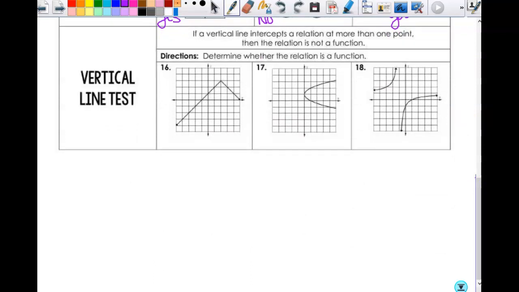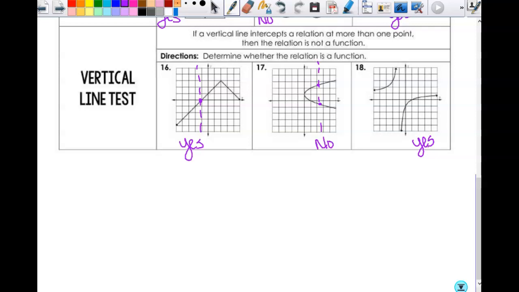But you could also call it the pencil test. So this is something, again, from Algebra 1. I drop a vertical line down here. It only intercepts once, so yes, it's a function. 17, it hits it twice, so it's not a function. Is 18 a function? Yes. Okay. All old news, right? Nothing new and surprising, or nothing's changed, right?